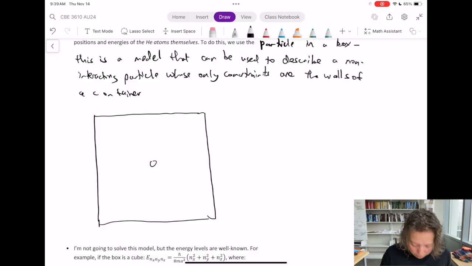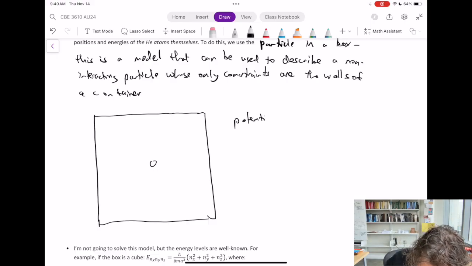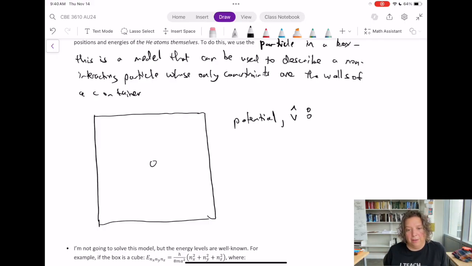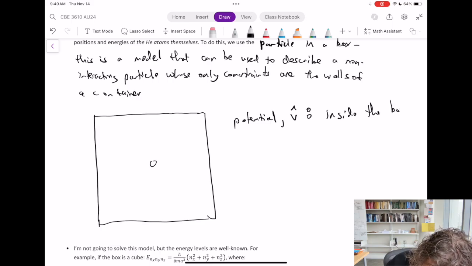What I'm going to say here is that the potential, so maybe I should specify this a little bit better. My potential is going to be this potential energy operator. So what is the potential that's felt by this particle, in this case our helium atom? Inside the box it equals 0, non-interacting.